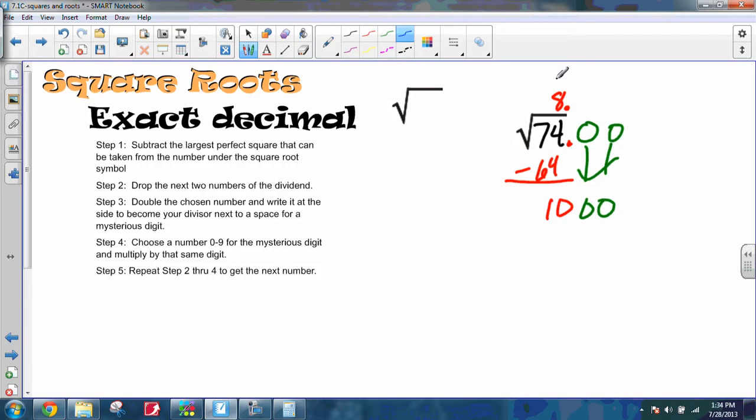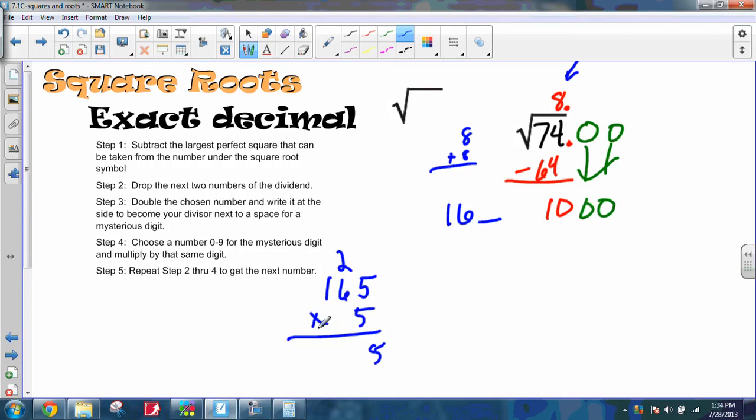Now, we need to double the chosen number and write it next to a mysterious digit. So 8 plus 8 is 16 something. Now, what number should we choose for our mysterious digit from 0 to 9? Well, let's try 5. So 165, and if I choose 5, I have to multiply by 5. 5 times 5 is 25. 5 times 6 is 30, plus 2 is 32. And 5 times 1 is 5, plus 3 is 8.